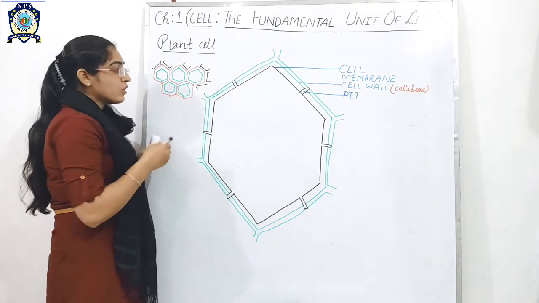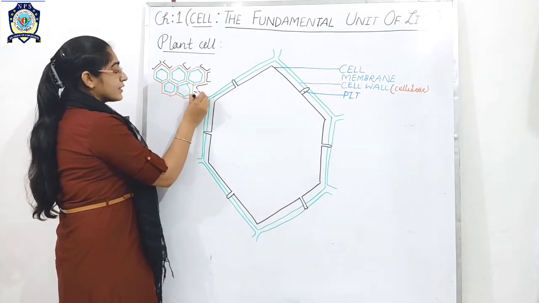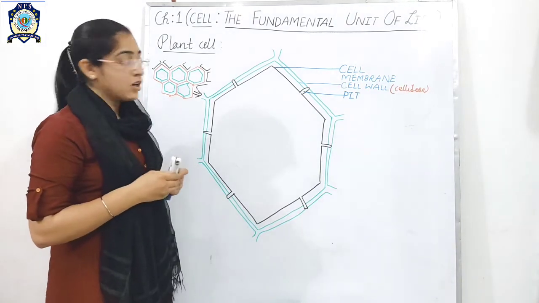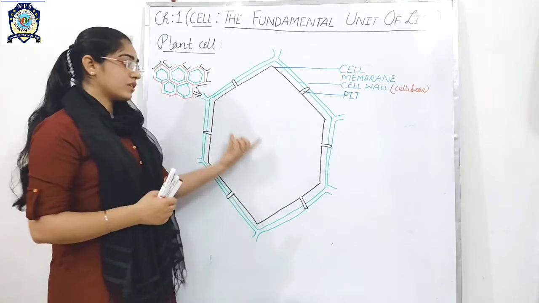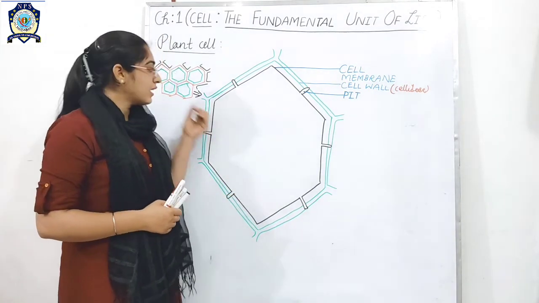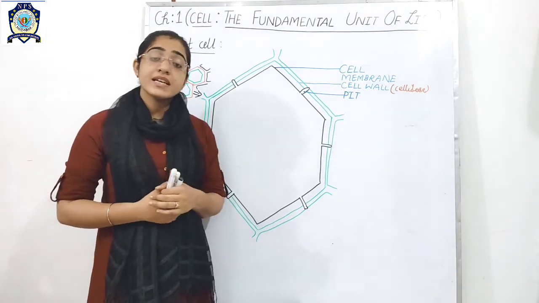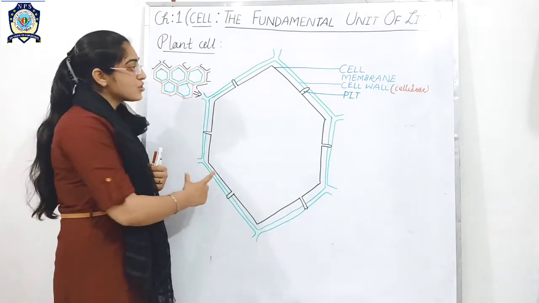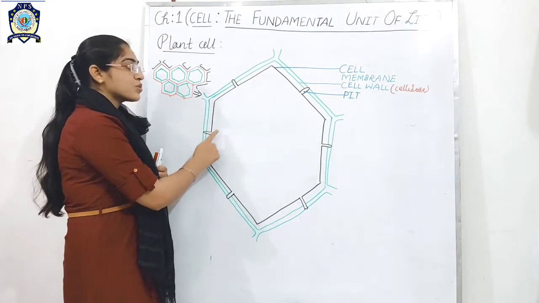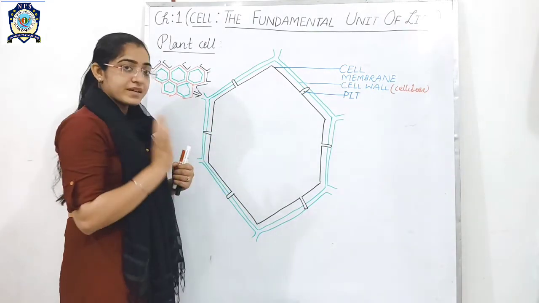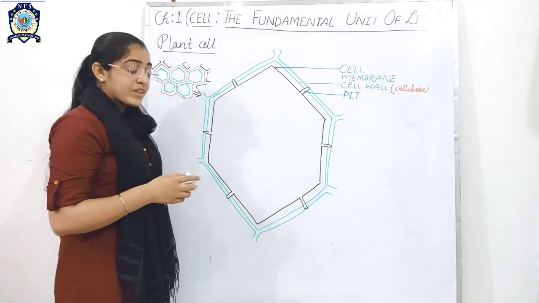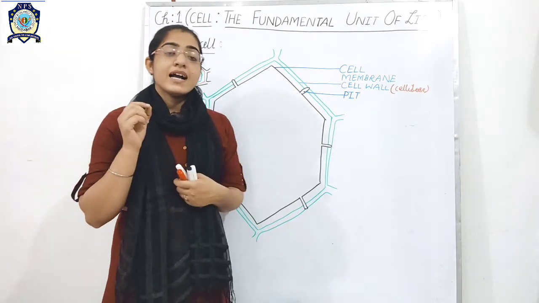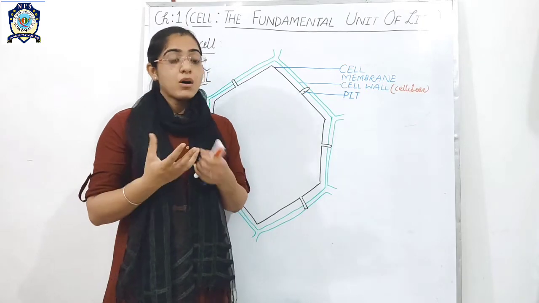So I have drawn here the single plant cell. So pit: if this is the single structure of a cell, and if a number of cells are present, then how does exchange of material occur? Exchange of material occurs through these pits present in the cell. And as in the last class we studied about the vacuole.